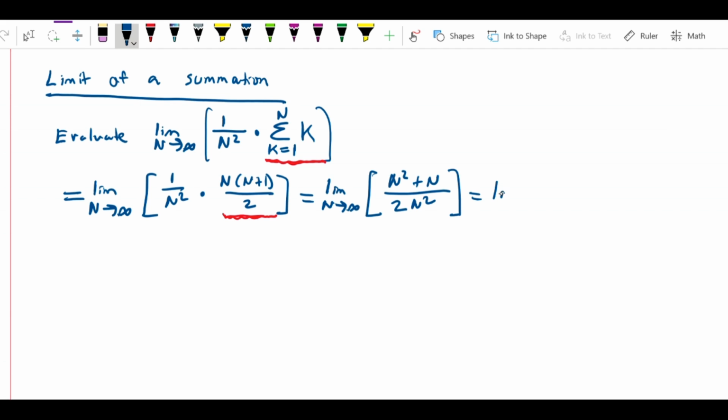This is just going to be the limit as n approaches infinity of, I'm going to multiply both the numerator and denominator by 1 over n squared. So that's going to be n squared plus n over 2n squared times 1 over n squared over 1 over n squared. We did this in chapter 2.